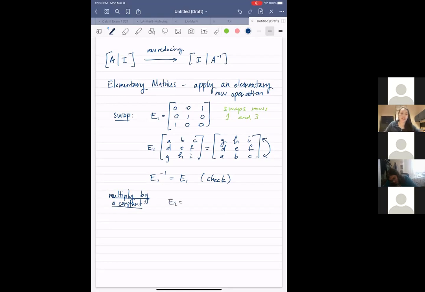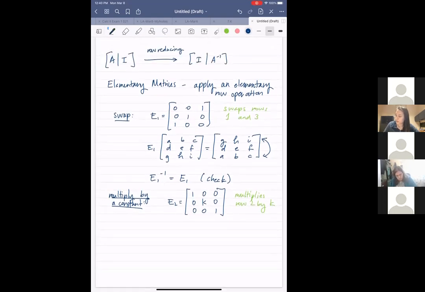So this is going to look like essentially an identity matrix, but instead of having a 1, say we want to multiply the second row by a constant k, right? Then we replace the 1 that would appear in our identity matrix with a k, in the second row. So what this does is it multiplies row 2 by k, right?